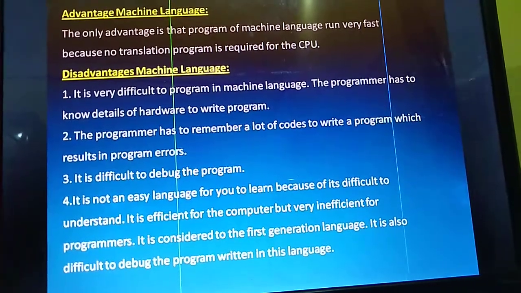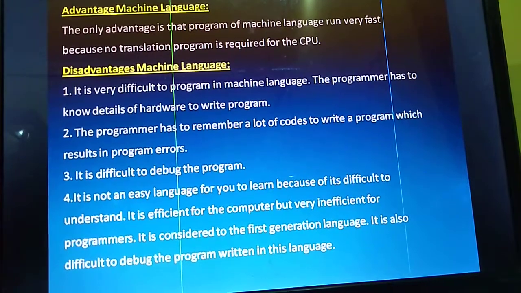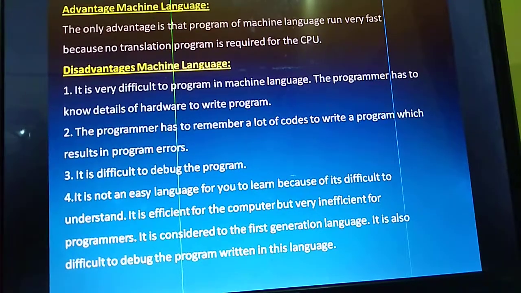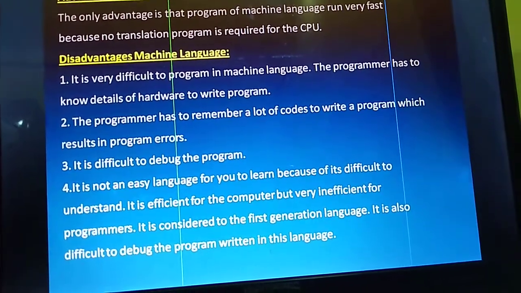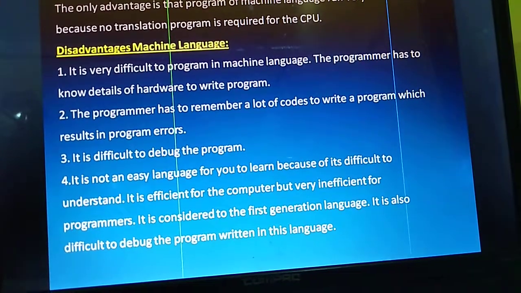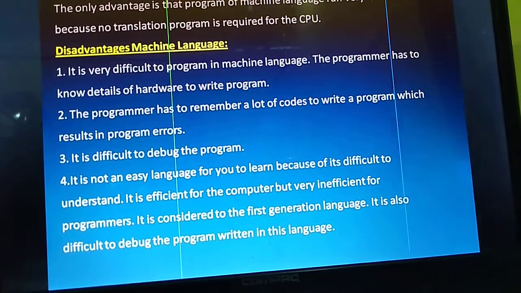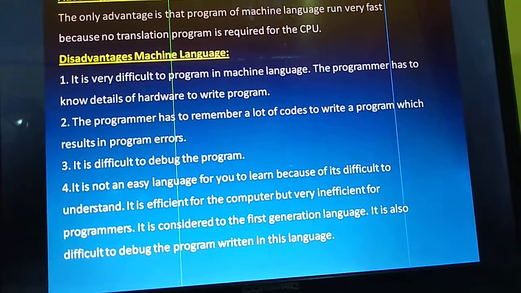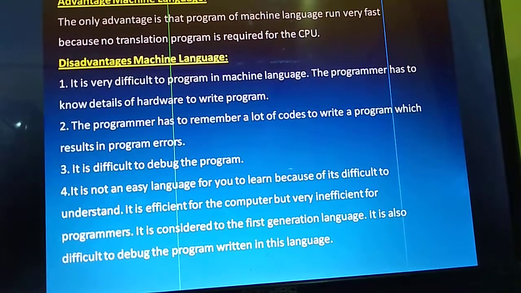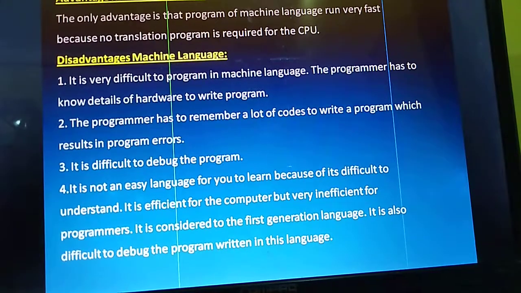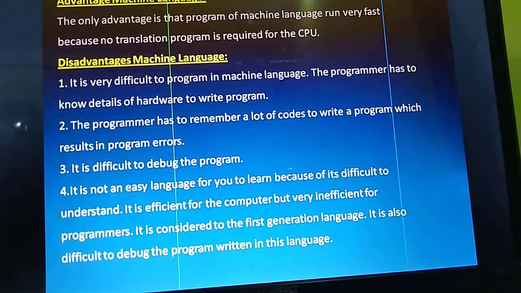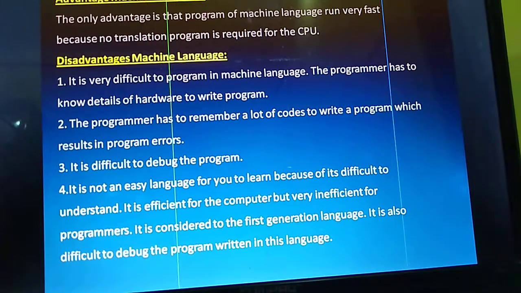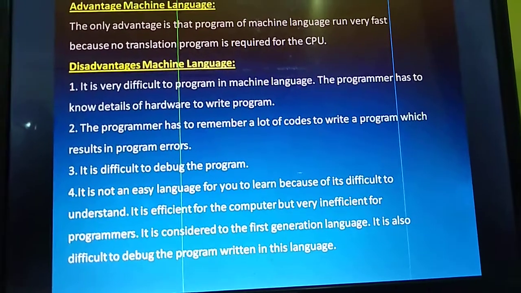The programmer has to remember a lot of codes to write a program, which results in program errors. I have already explained that whenever you are writing the program in machine language, it will be in the form of 1 and 0. And to convert each and every statement into the form of 0 and 1 is not an easy task. So there is the possibility of errors.